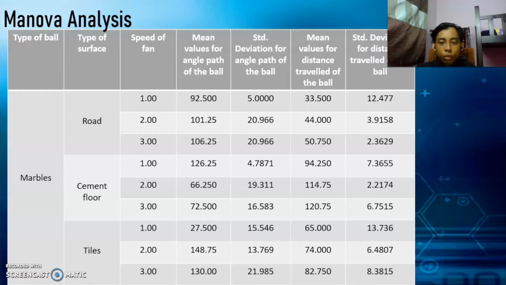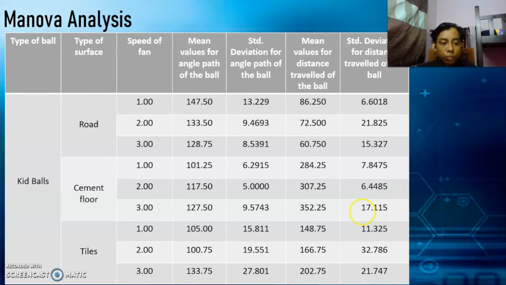And then the mean value for distance traveled, the higher is 120.75. We do the experiment on the cement floor. The speed of fan is 3. And next for the standard deviation here, the higher value is 13.736, which is the type of surface is tiles and speed of fan is 1.